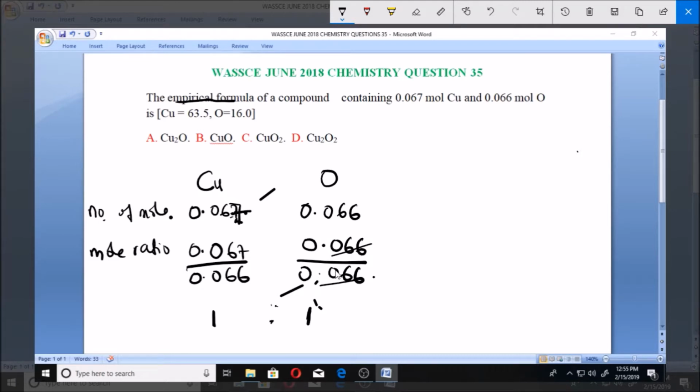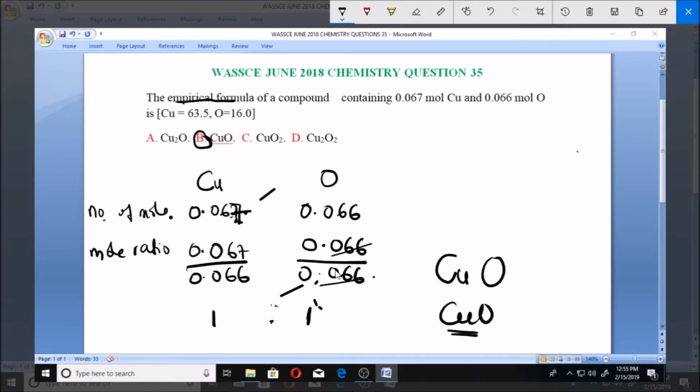So when you have 1:1, you can only say that you have copper and oxygen in the ratio 1:1. So you just have CuO as your answer. That makes B the correct answer.